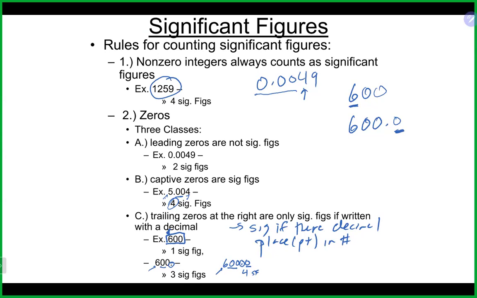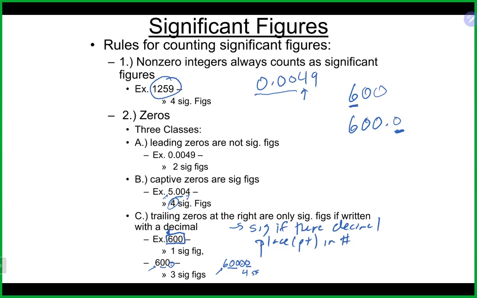So as I mentioned before, the uncertain digit, or the estimated digit, a lot of times is the last number that's written, but it's not always the last number written, but it should always be the last significant figure that's written. And in a case like the 600 there, the last significant figure written is the 6.